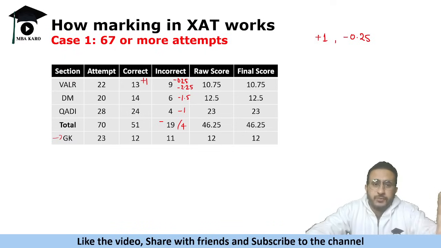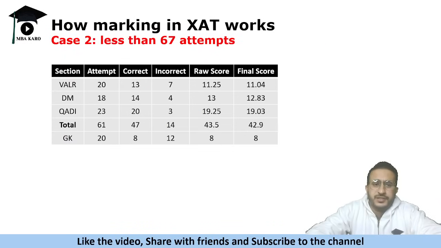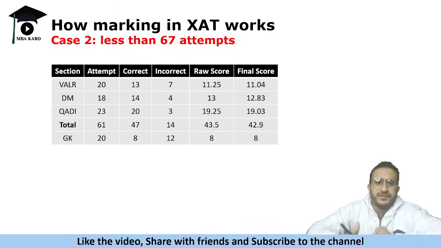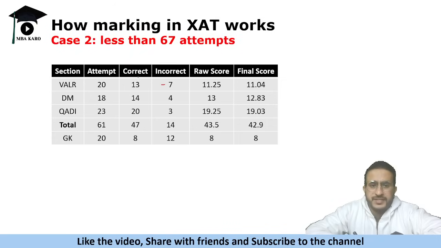Now let us talk about the second thing, which is the critical one: if you have fewer than 67 attempts, how is the marking going to be calculated? Correct, incorrect, raw score you can calculate. Raw score is basically correct minus incorrect upon 4. So this raw score you can calculate with basic calculations. Now let us understand how the final score is calculated based on this.